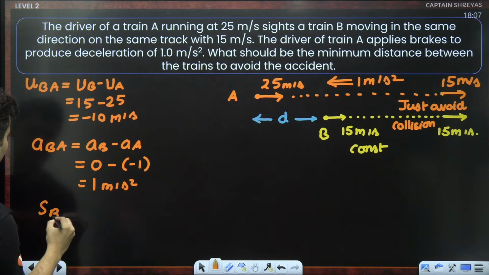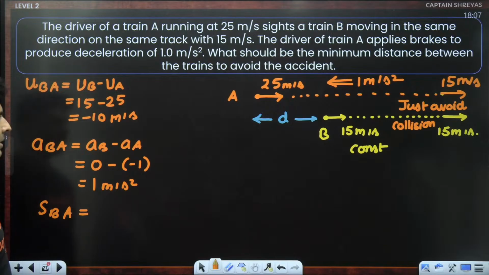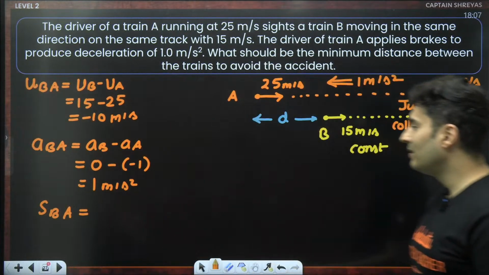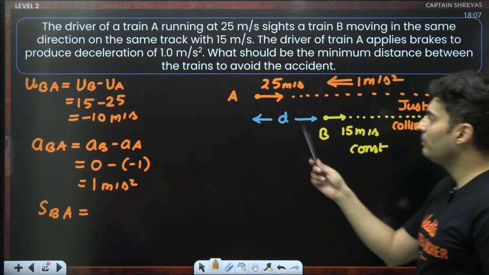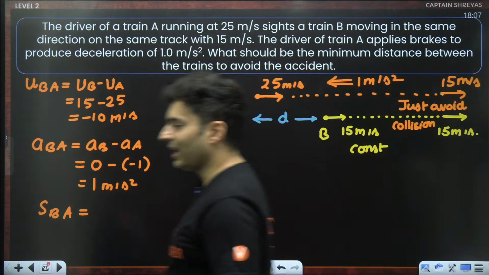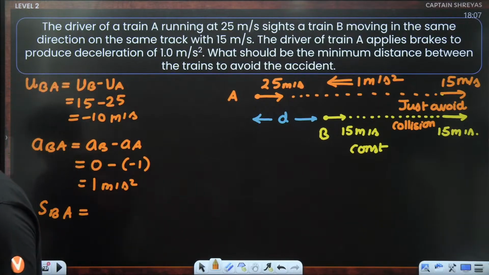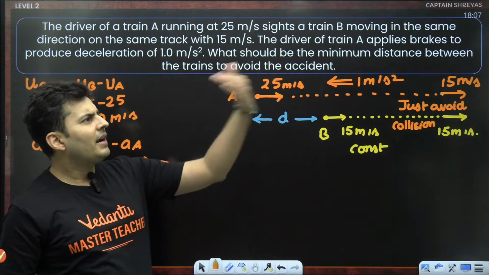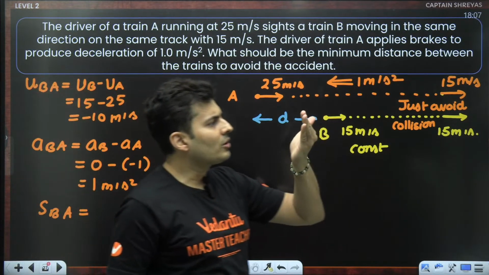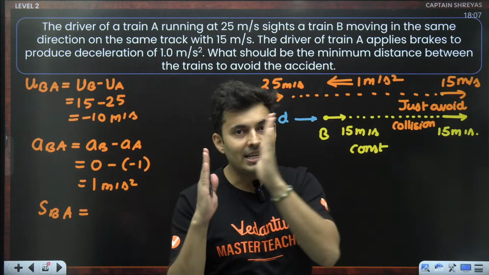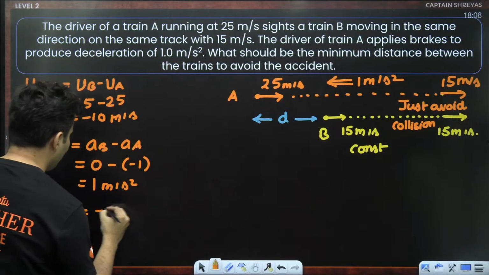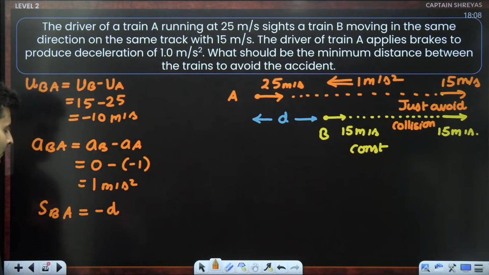What is the displacement of B with respect to A? Think about it and carefully answer in the chat box right now. Think carefully. Is it plus D or minus D? B is ahead of me. B comes closer, closer, closer. How much did it move? D. Which side? This side. What is this side? Negative. So hence, should it not be minus D, my dear warriors?